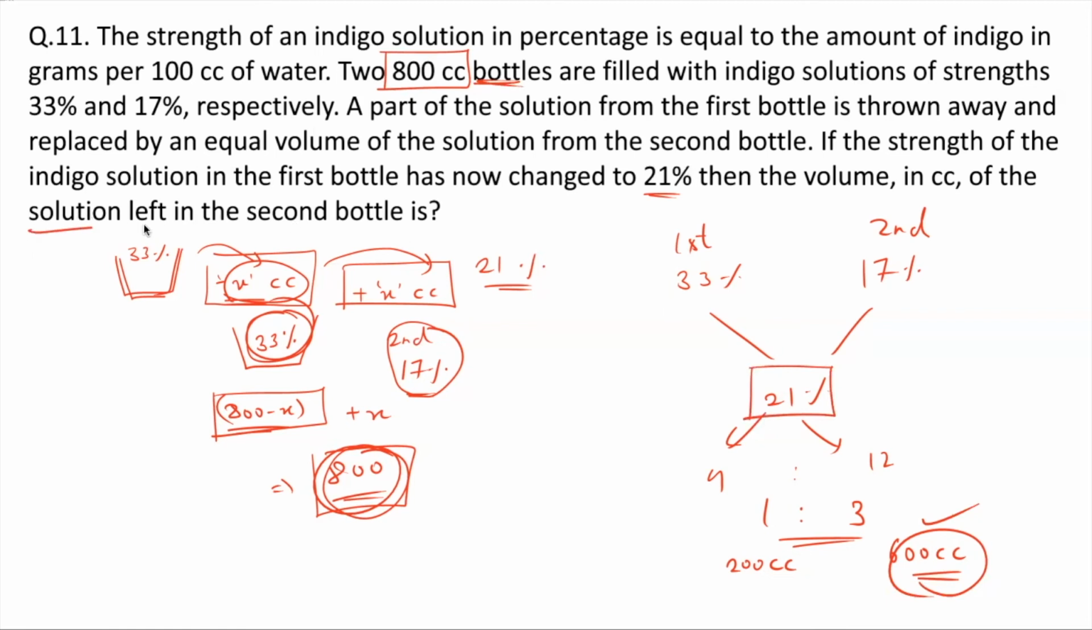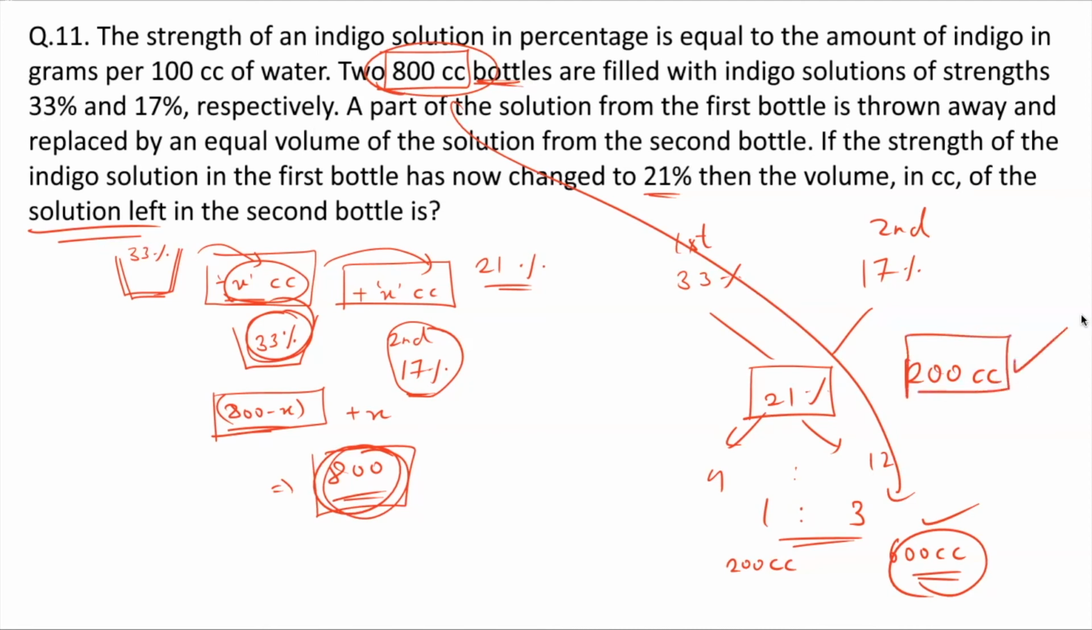So what is the solution left in the second bottle? Original 800 cubic centimeters minus 600. The required answer is 200 cubic centimeters. That's the answer to your question.